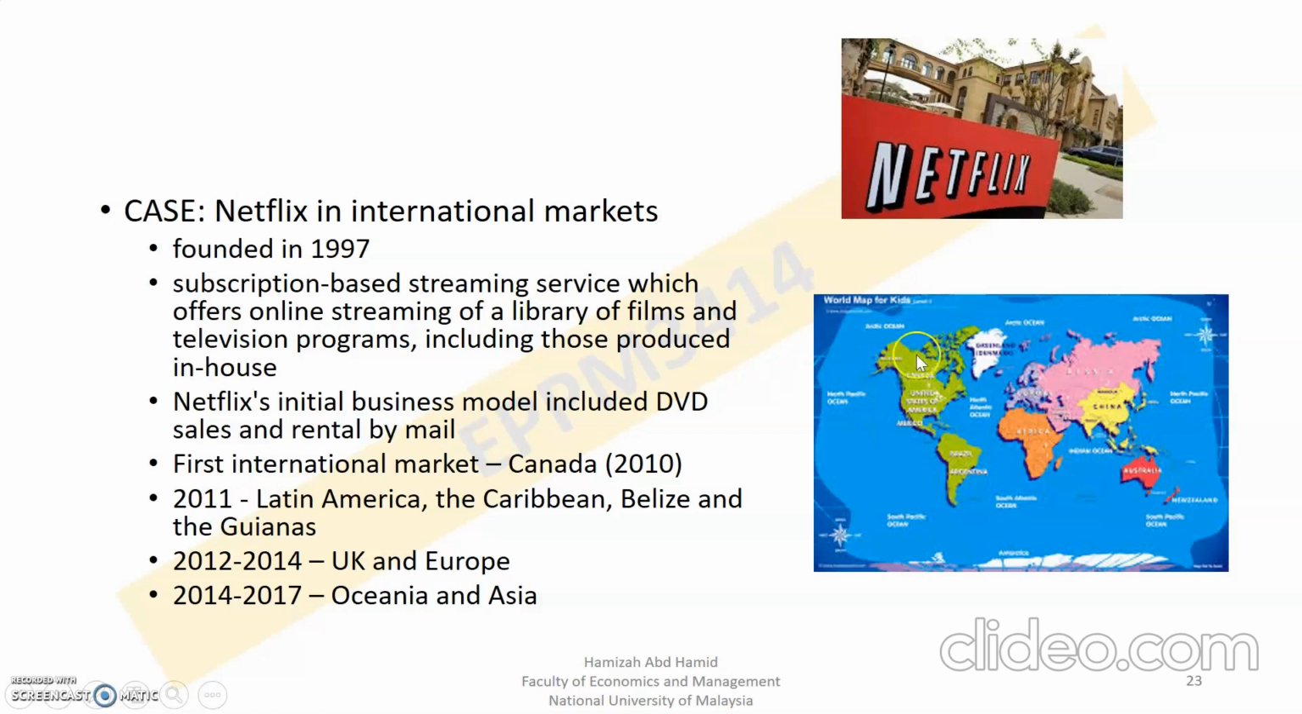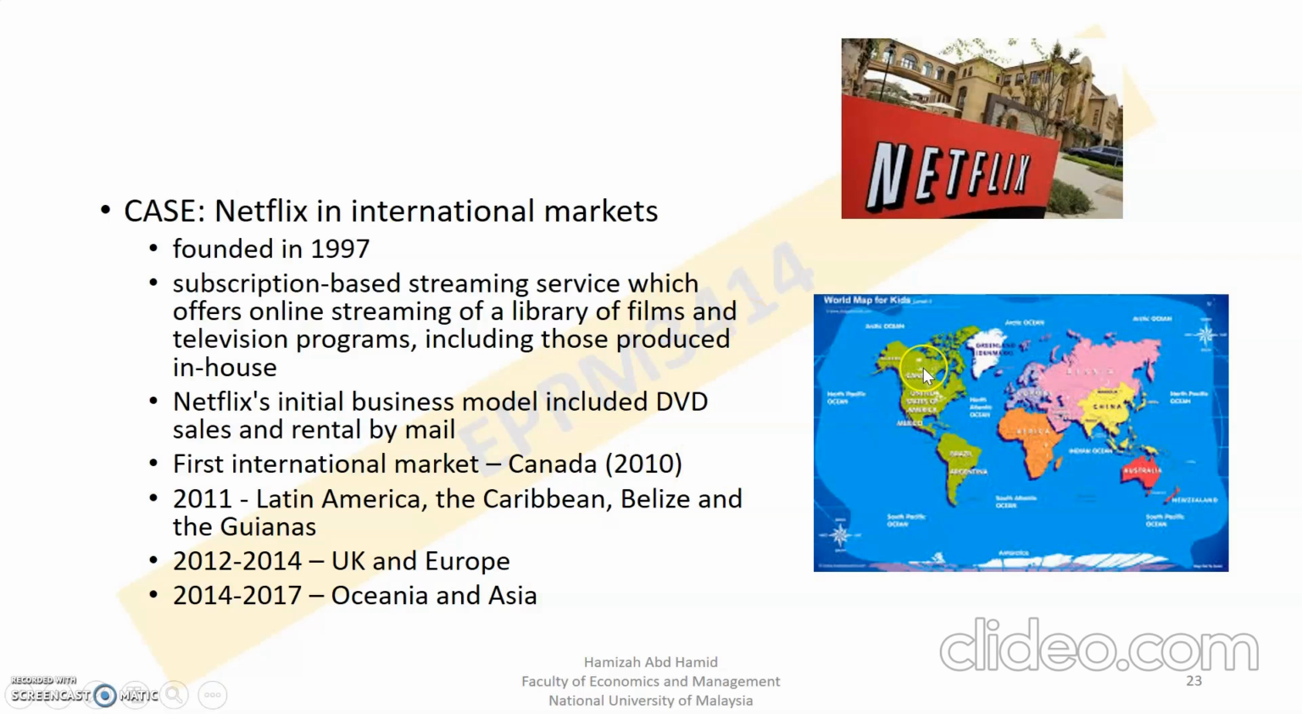Next, in 2011, Netflix went into Latin America, this part of the world, including the Caribbean, Belize, and also Guyana. Next, in 2012 to 2014, they went into the UK and Europe, and then Oceania. Oceania meaning Australia and New Zealand, and parts around it. And lastly, Asia. What is the storyline here, so to speak?